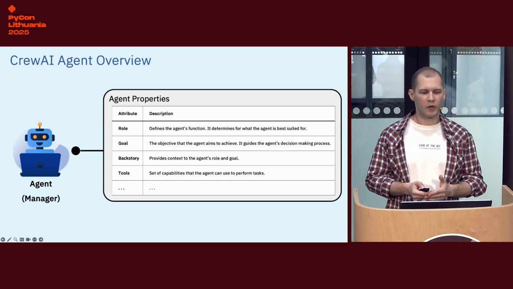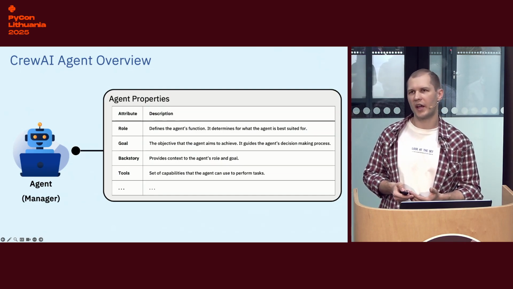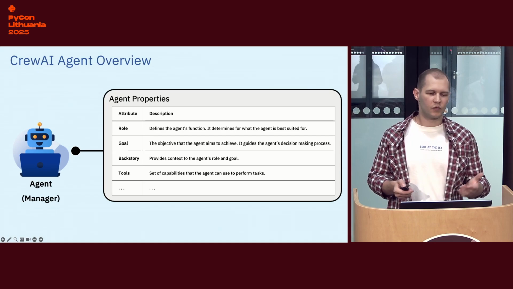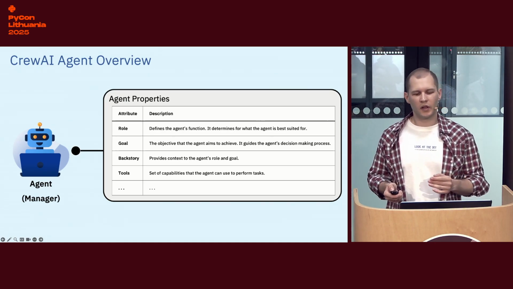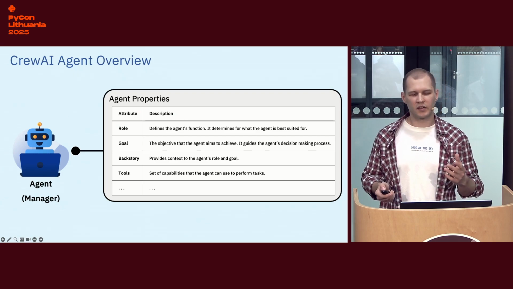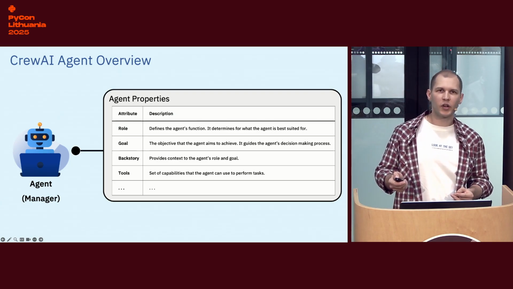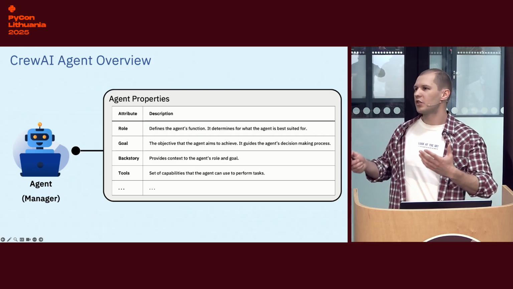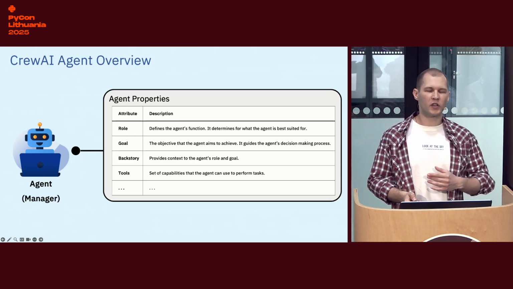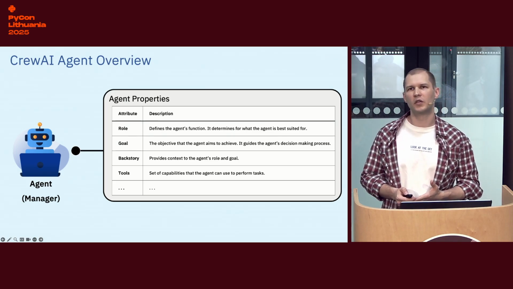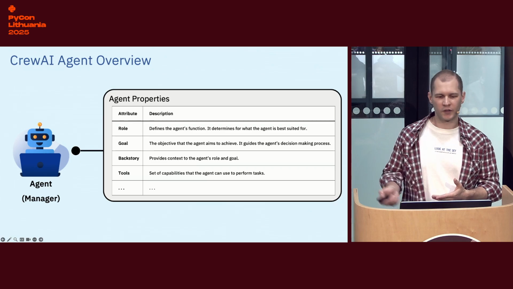When you're building an agent in Crew AI, you have to define a set of attributes. The role of the agent, which defines what the agent is good at. The goal of the agent that describes what the agent tries to achieve. The backstory of the agent, which provides some additional context about what the agent is good at. Also, what tools are available for the agent to work with so it could complete its task, and so on.